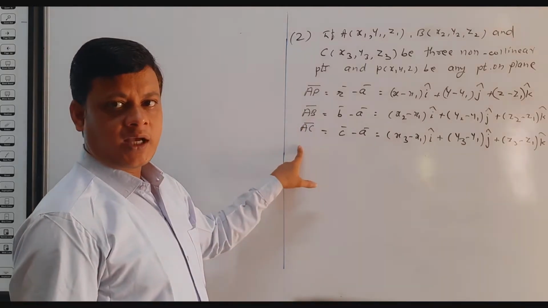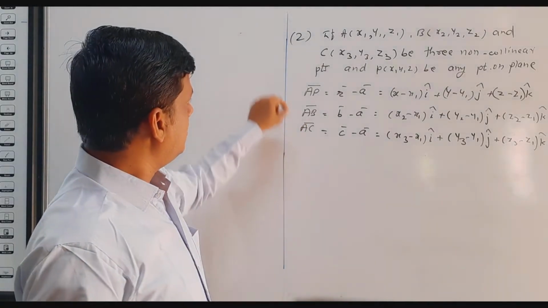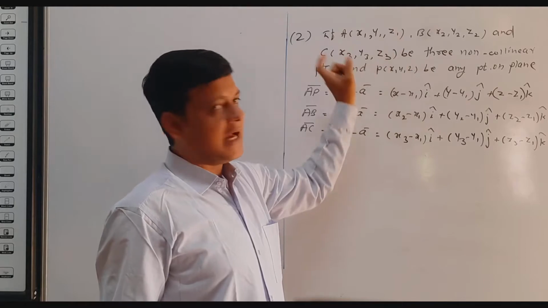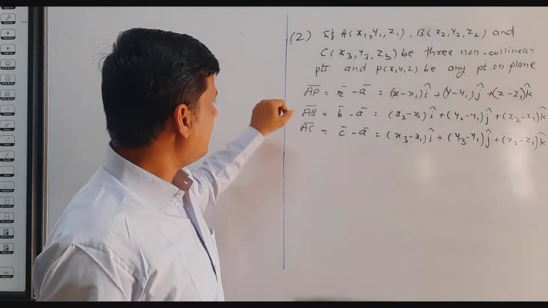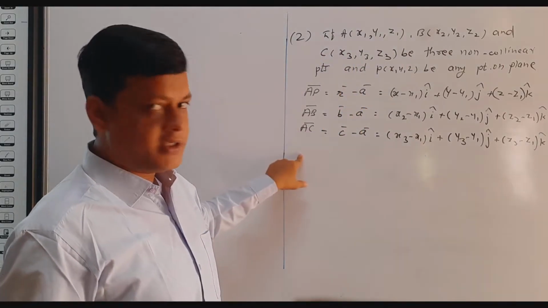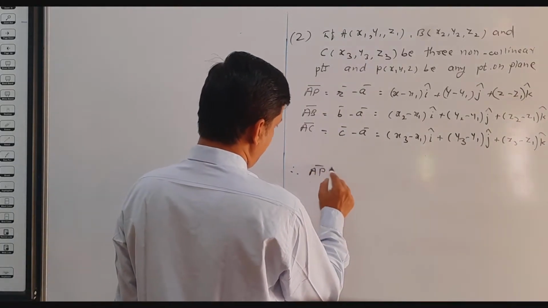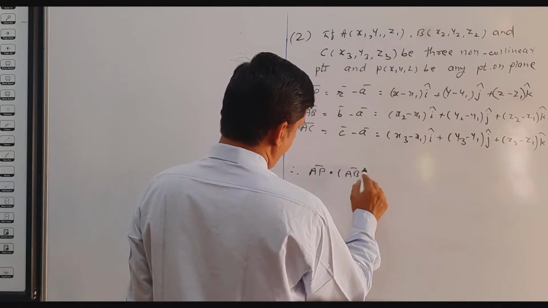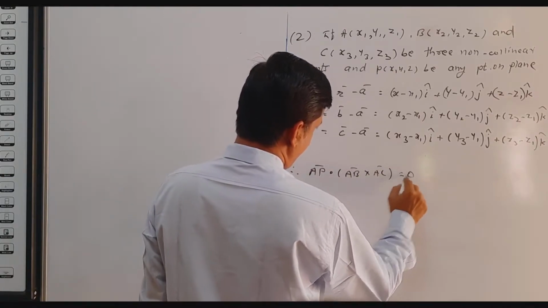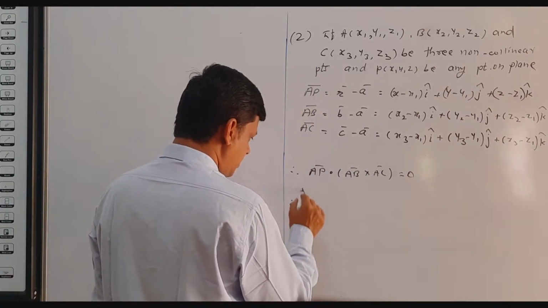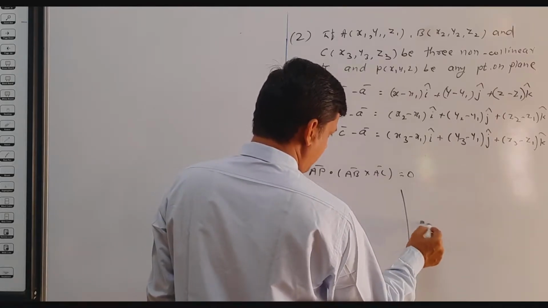These 3 points A, B, C are non-collinear and the vectors AP, AB, AC are coplanar. So from this we write vector AP dot vector AB cross vector AC equals 0. Therefore the determinant equals 0.